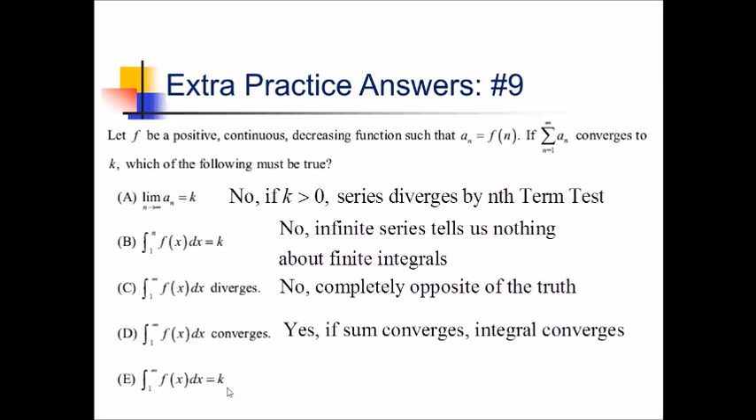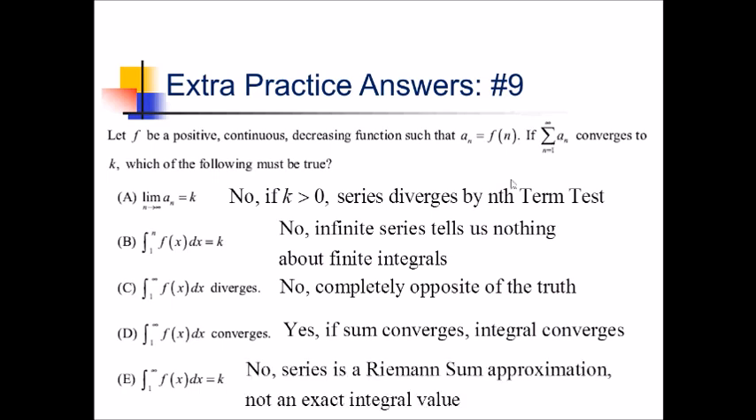And choice E, this one's a little trickier. They're saying the integral converges to k itself, but this doesn't necessarily have to be true. For the series to converge to k, the series is basically a Riemann sum approximation of the integral. That means it's not going to give you the exact value of the integral. So for all of these reasons, choice D is the only one that makes sense.